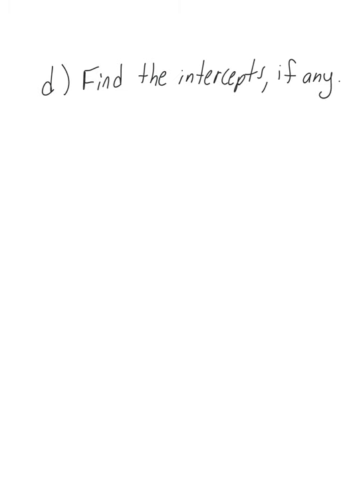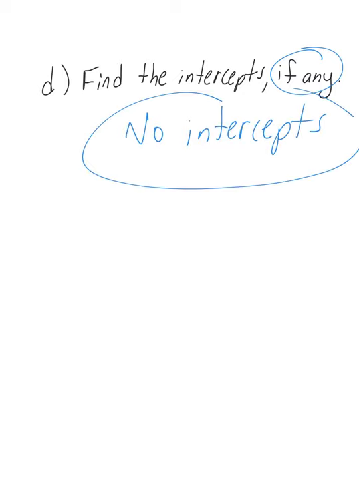So we just said on the last slide, because it says part D, find the intercepts if any. Well, there aren't any. So you would select from a multiple choice option if this were your homework question. There are no intercepts, no points where the circle graph touches the x-axis or the y-axis.